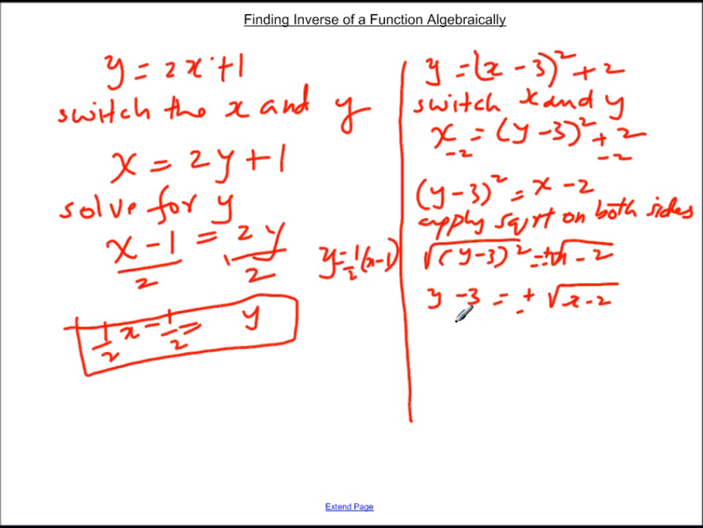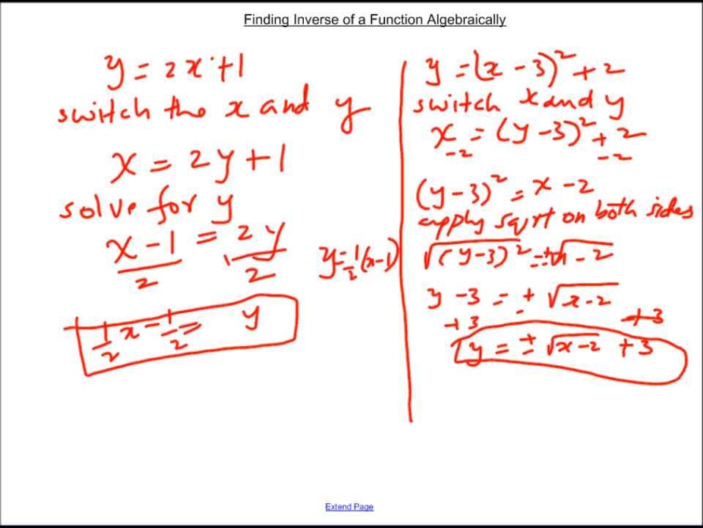We want y by itself, so we add 3 on both sides. So this will become y equals plus or minus the square root of x minus 2, plus 3. We are adding, right? We got it as plus 3. So this is my square root function. I hope you get solving for y, or in other words, finding the inverse of a given function algebraically. So this is the deal, guys.